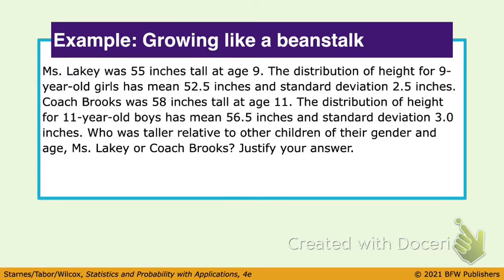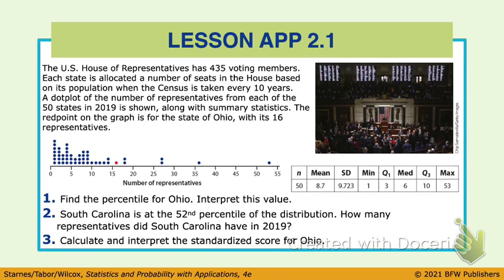All right, let's look at our example problem. The U.S. House of Representatives has 435 voting members. Each state is allocated a number of seats in the House based on its population when the census is taken every 10 years. A dot plot of the number of representatives from each of the 50 states in 2019 is shown, along with summary statistics. The red point on the graph is the state of Ohio, with its 16 representatives. So here's Ohio right here. Find the percentile for Ohio and interpret this value.